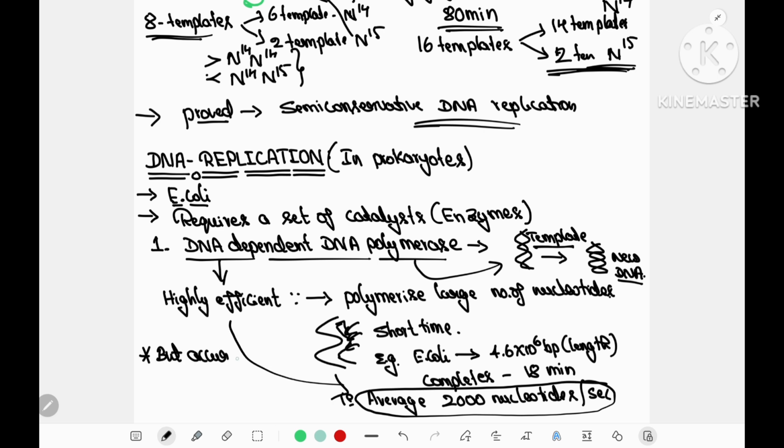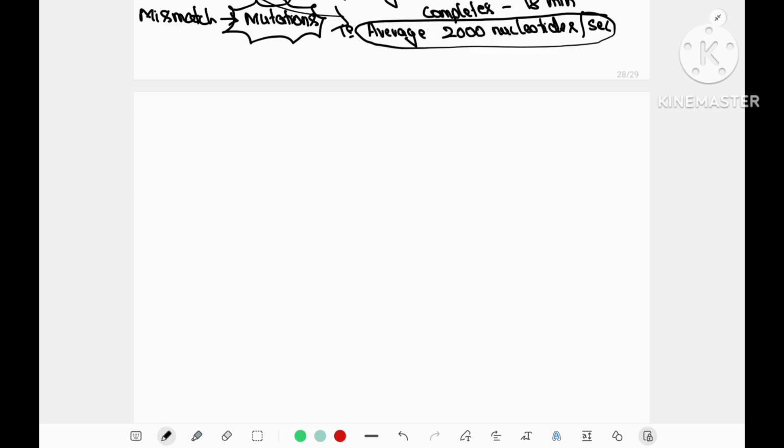Per second, 2000 nucleotides. So, you could think such a large number of nucleotides are added in a short time, accurately, so there should not be any mistakes. If at all there are any mistakes, it will lead to mutations. So that is about the first enzyme involved, that is DNA dependent DNA polymerase.